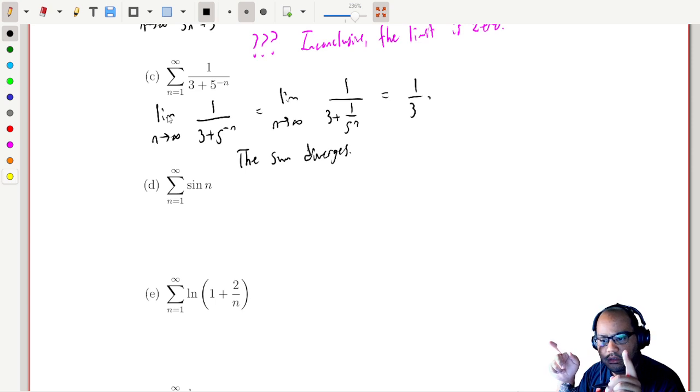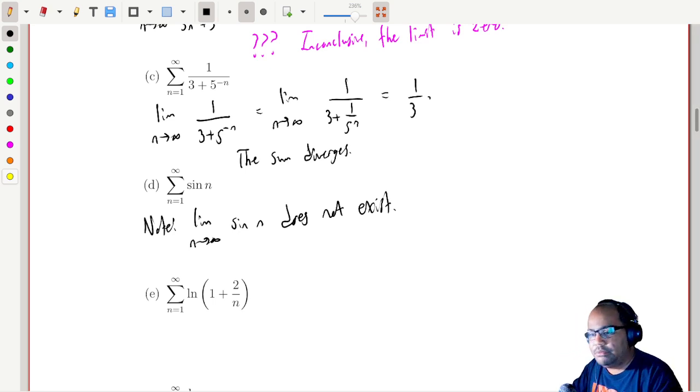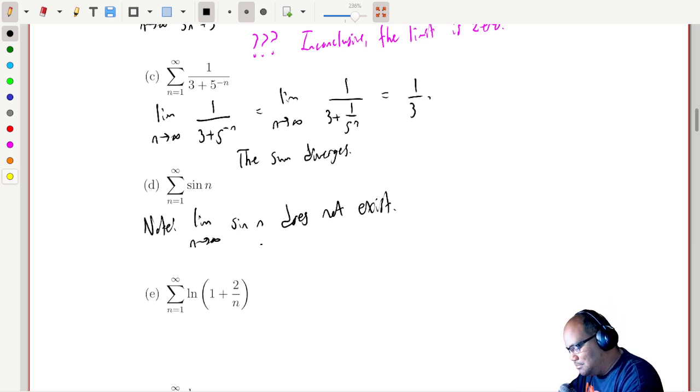Bounded is not enough. We have the monotone convergence theorem and the bounded convergence theorems, but bounded is not enough. We note here that this limit does not exist, because sine oscillates. We could have even made this sine of n pi, or really n pi over 2 perhaps. It oscillates. So what happens? Well, the limit does not exist. Does not exist is definitely not 0, so the sum diverges.